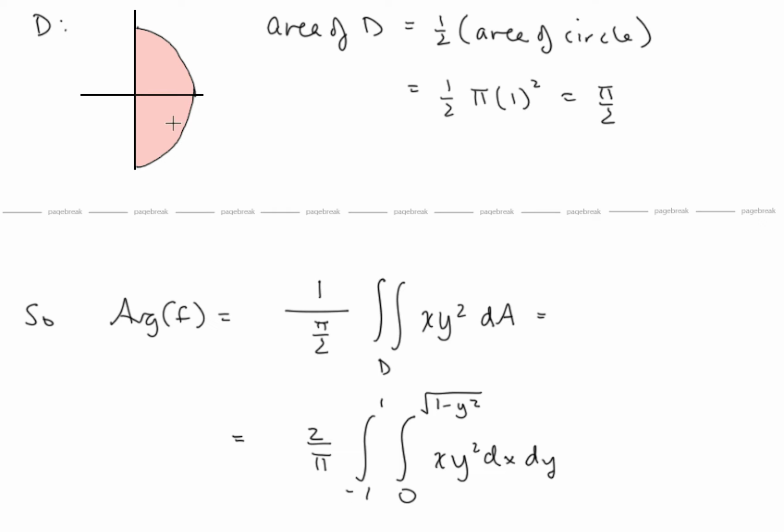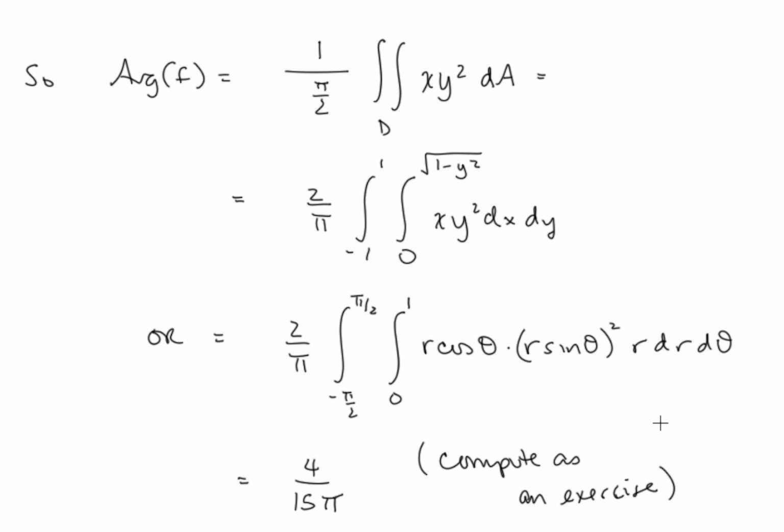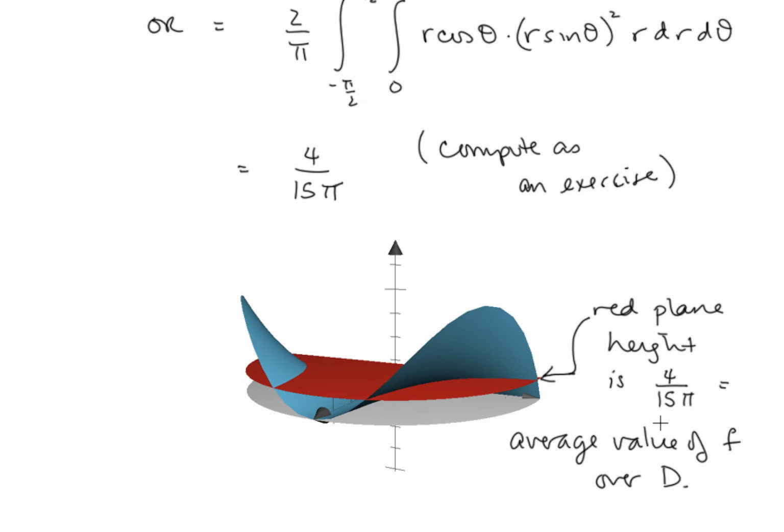Or if you want to describe this region in polar coordinates, we can integrate in polar coordinates. In that case, we would have the 2 over pi that comes from 1 over area, and our integral would look like r going from 0 to 1, and theta going from -pi over 2 to pi over 2. And we plug in x equals r cosine theta, y equals r sine theta, and then for our area element we have r dr d theta. Now, these are both reasonable computations to make, so as an exercise, I would like you to solve both of them. You'll notice either way, you get 4 over 15 pi. And that's the average value for f over this region. So that's the height of that red plane.